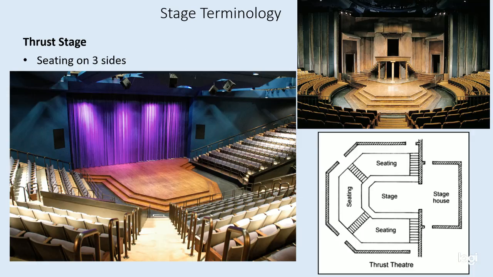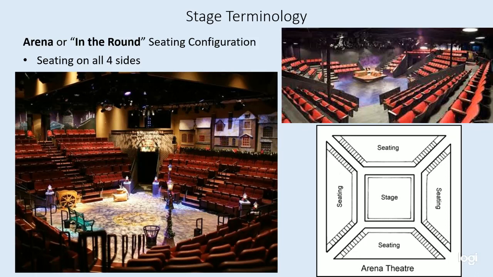So the next type of stage configuration is a thrust. A thrust stage has seating on three sides. It usually has some sort of proscenium and then some kind of backstage area where things can come and go from, and some scenery there. But a thrust is defined as this tongue that sticks out into the space, and then you have seating that wraps around on all three sides. So that's a thrust stage.